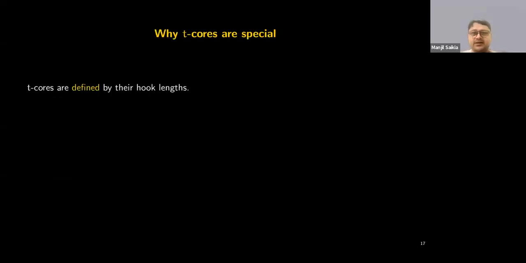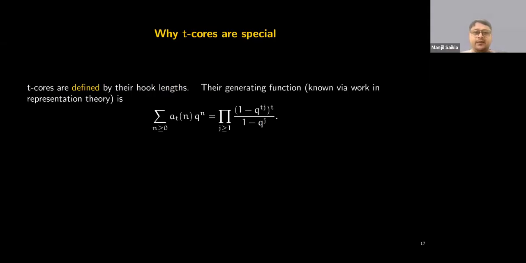T-cores are defined by their hook lengths, so it seems natural that we may want to study hook length biases for t-core partitions. This was also suggested to us by Berman when we were discussing some of his work related to t-regular partitions. The generating function for t-core partitions is quite well known, and it comes from some work related to representation theory. This is the generating function for the t-core partitions, where a sub t counts the number of t-core partitions of n.